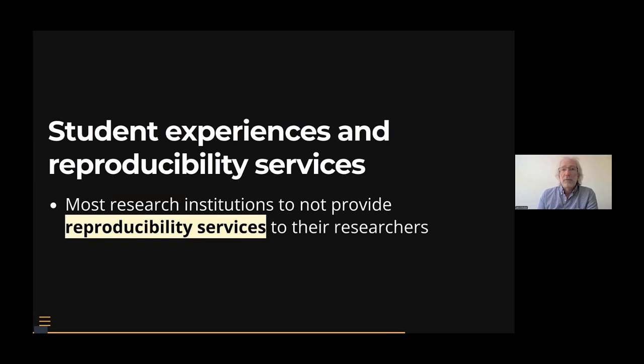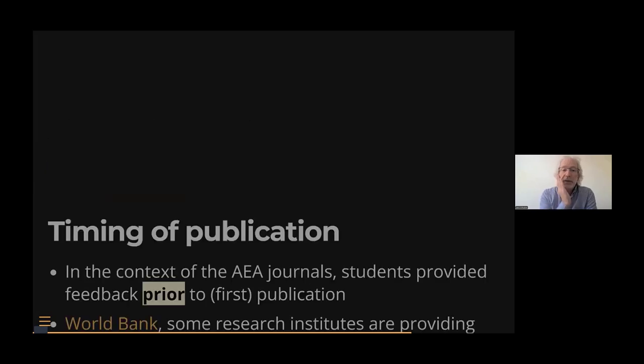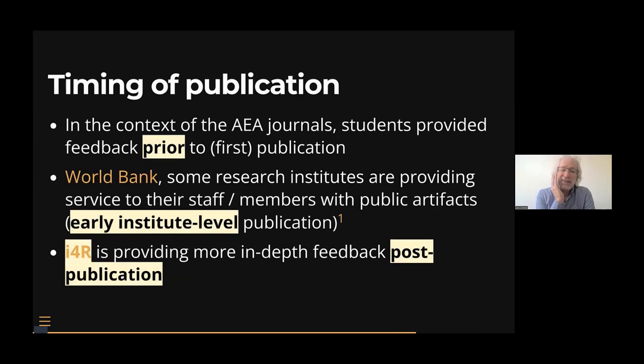Where are reproducibility services like this run? Well, the typical research institution does not have such a reproducibility service. It's being run, in my case, at a university for articles that are part of a journal, but that just happens to be the case. So timing of the publication has something to do with this, but it doesn't have to be the key aspect to this, right? So the students provided feedback prior to the first publications.